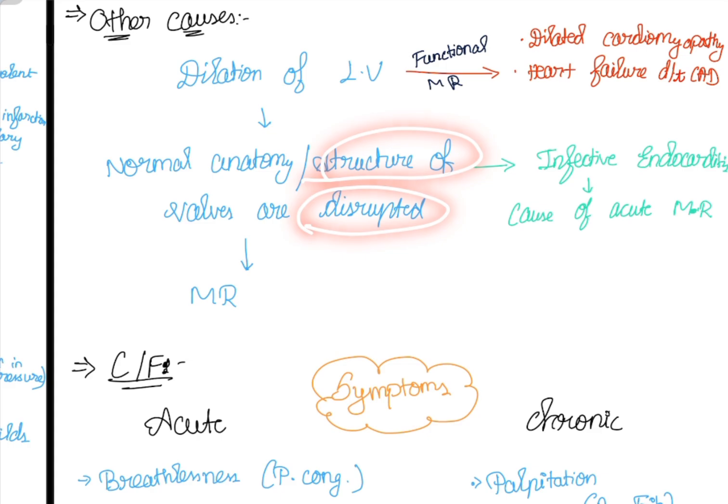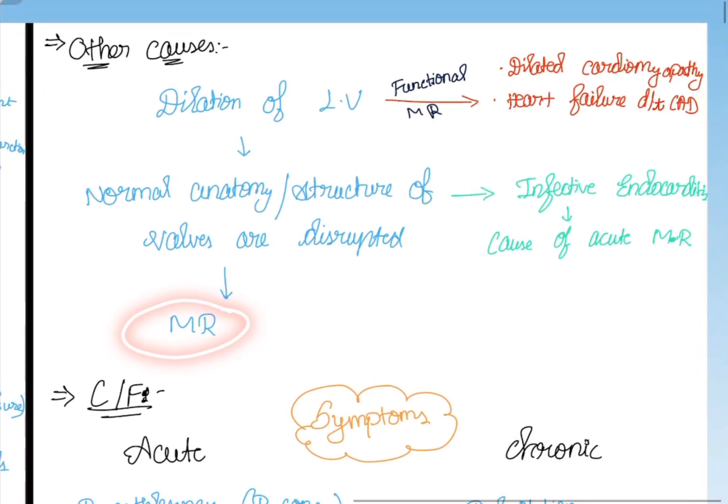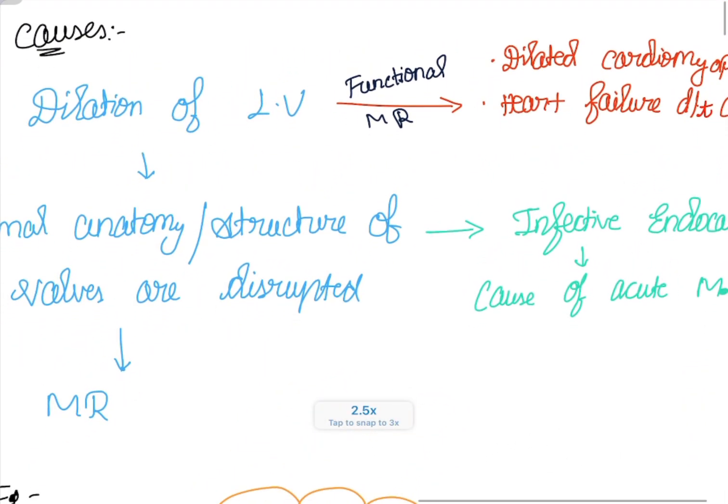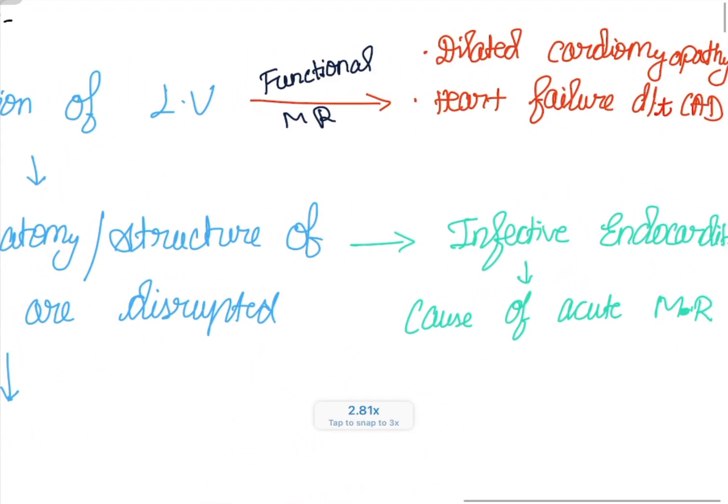This is because only the left ventricle got dilated, but the valves will not increase in size. So there will be a gap between the valves, which results in mitral regurgitation. Now let us see what the causes of dilation of the left ventricle are. The dilation of the left ventricle may be due to dilated cardiomyopathy or heart failure, which is due to coronary artery diseases. This is usually known as functional MR.